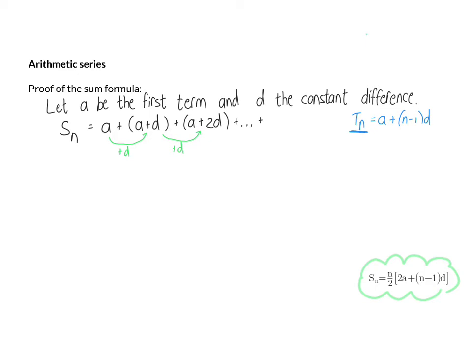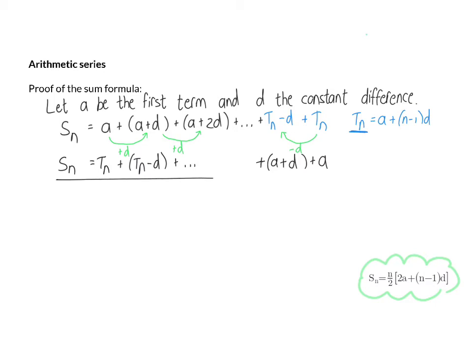Now, we need to remember that the last term can be calculated by saying the first term plus 1 less than the number of terms times d. So I'm simply going to use Tn and say right at the end my last term is term Tn. That means the term just before that would be Tn minus d. I'm going to rewrite this whole equation, but on the right I'm going to start back to front.